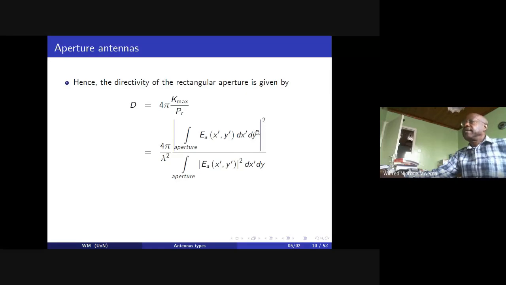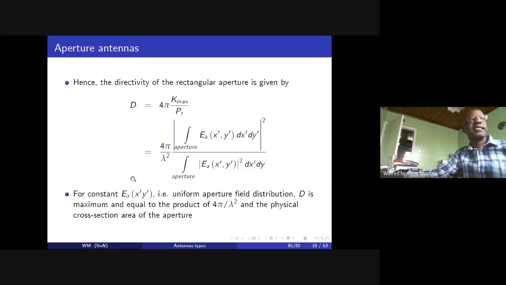So hence, the directivity of the rectangular aperture will be given by D equal to 4 pi K max by PR, where remember PR is the average power, assuming that it's being radiated equally in all directions, and we get a value of 4 pi by lambda squared times that integral squared, divided by the integral of the square of the magnitude of the aperture electric field. And the prime here has been left out, a typographical error there.